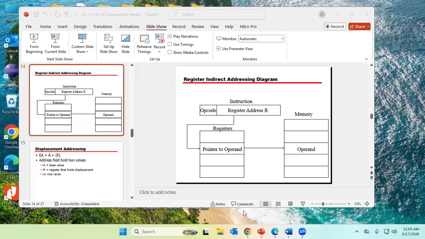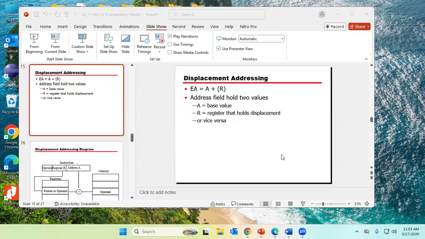And it's here. So now we go down. Displacement addressing. I think this is where we stopped last time. In displacement addressing, address field, effective address. Guys, this is not the value in all what has passed before. This is the effective address where I will get the value from.